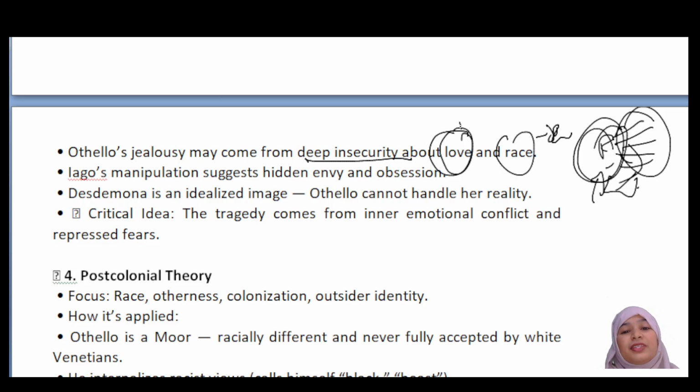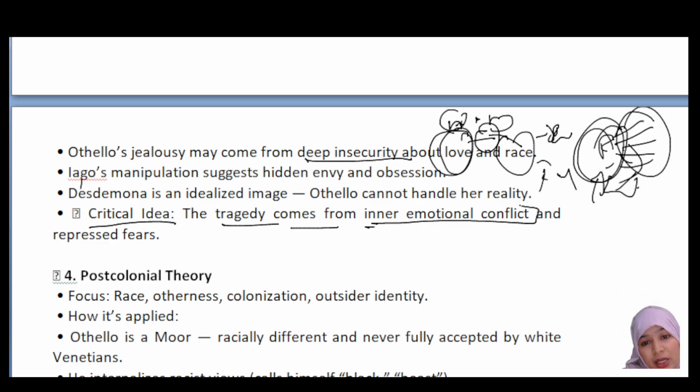Yes, my love has no value in the eyes of Desdemona. This is what Iago's thoughts made him feel. So next, what about the critical idea? The tragedy comes from inner emotional conflicts and repressed fears. We need to identify this in criticism and apply the theory. Yes, this line expresses the theory like that.